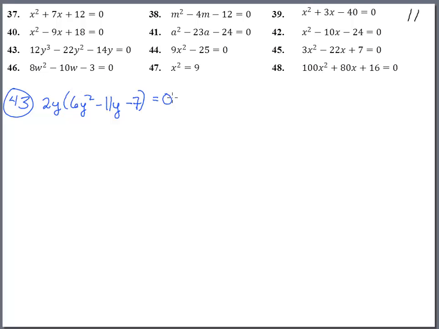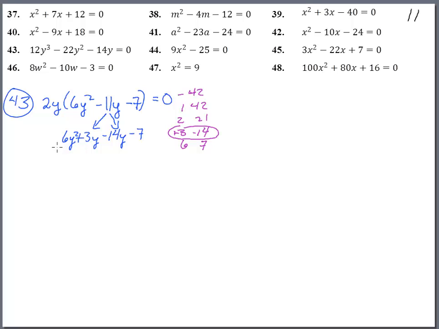6 times negative 7, that's negative 42. You could have 1 and 42, 2 and 21, 3 and 14. Oh, that's our pair that'll add to negative 11, but let's keep going. 6 and 7. So negative 14 and a positive 3. So this came from plus 3y and minus 14y. We're going to ignore the 2y for just a while as we factor this.